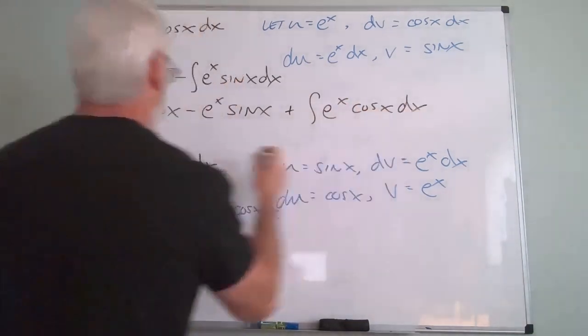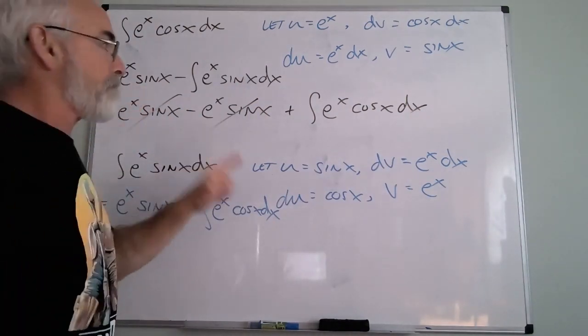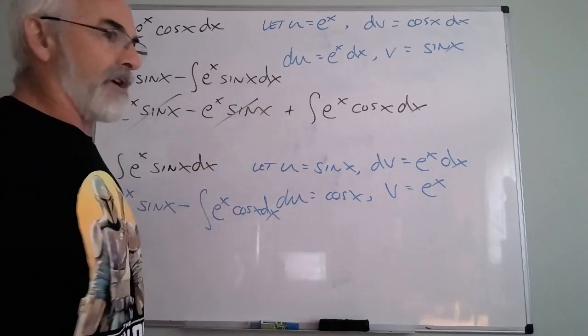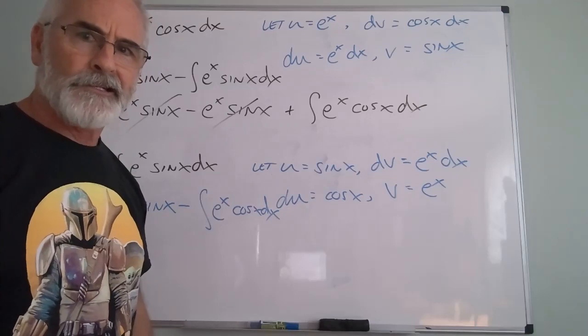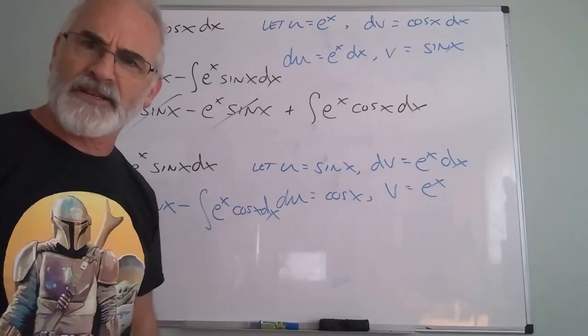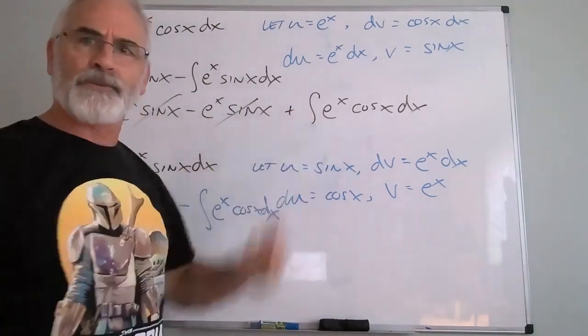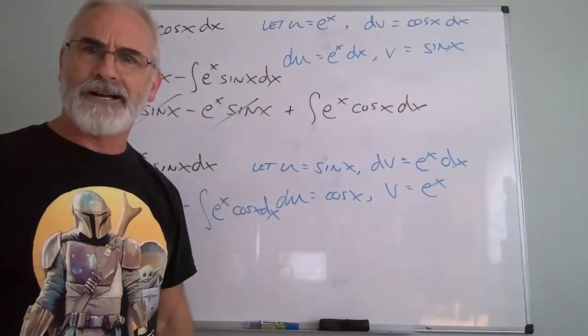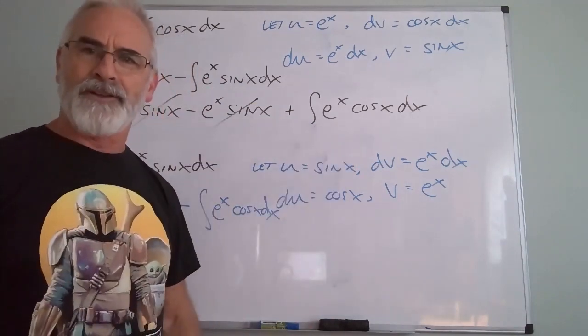And now what do you notice? All right, we've got the integral of e to the x cosine of x is equal to the integral of e to the x cosine of x. Oops. We're back to the beginning, aren't we? My original integral is equal to my original integral. Yikes. I just somehow undid the entire first round.